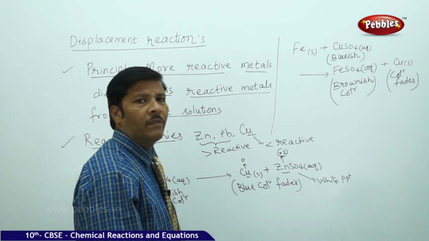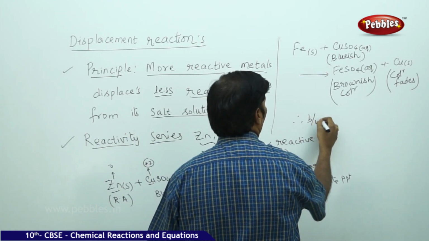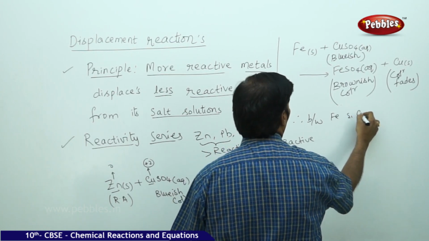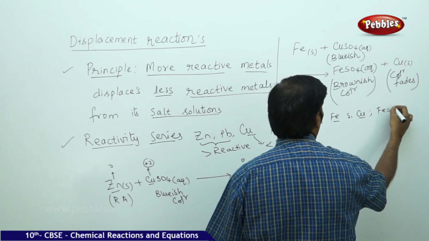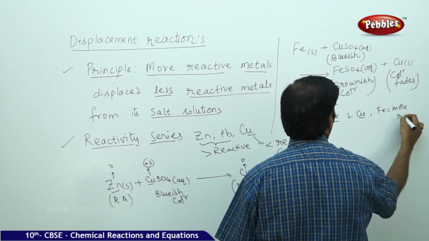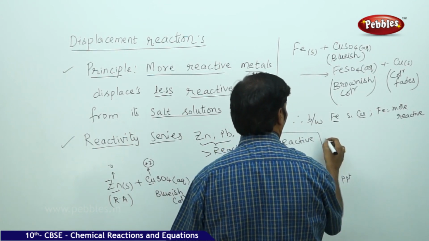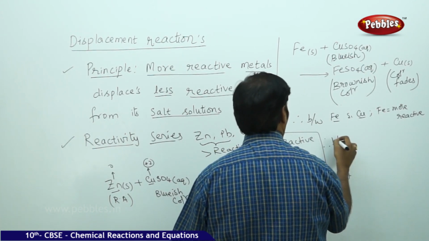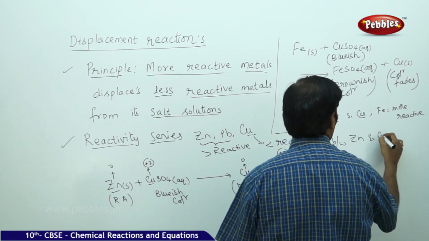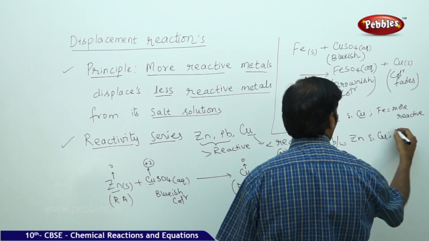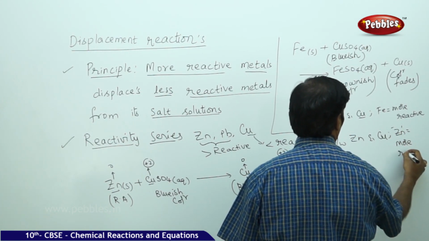From this equation, it's very clear that between iron and copper, iron is more reactive. Similarly, between zinc and copper, zinc is more reactive.